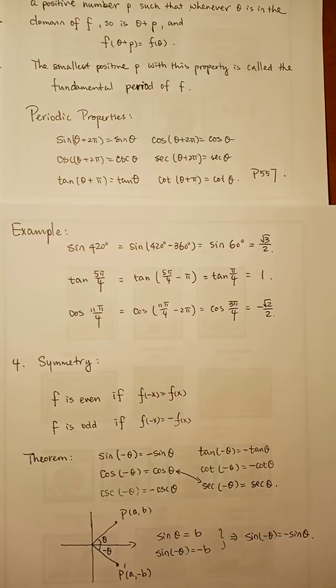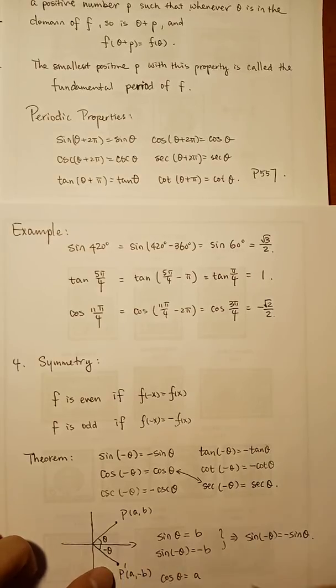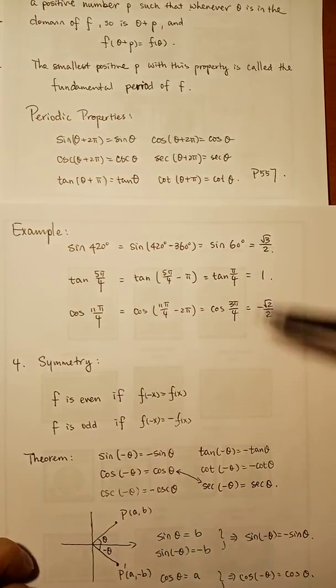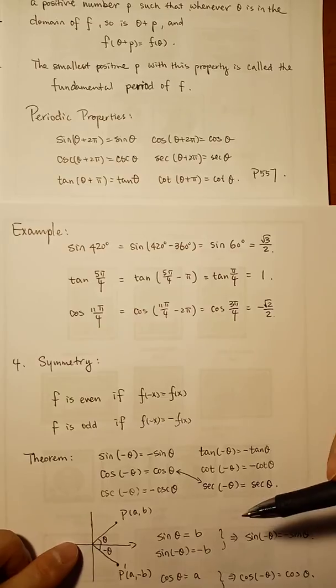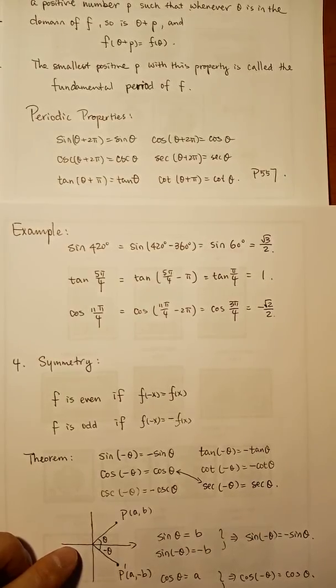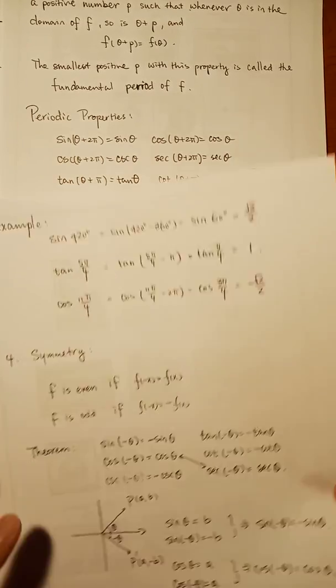Negative sine of theta. And same thing, from here you get the cosine of theta is A. Cosine of negative theta is also A, for it doesn't matter, you just use the x coordinate. So this implies cosine of negative theta is cosine of theta. And for the other four trig functions, you just use sine over cosine, 1 over sine, 1 over cosine, and you can get the same thing. So only cosine and secant are even. The other four trig functions are odd.